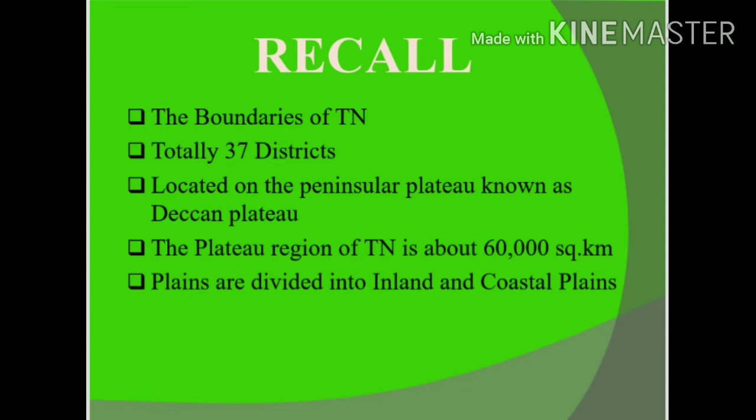And regarding plains, we have two. One is inland plains, which are drained by the rivers of Tamil Nadu, and coastal plains are formed by the rivers in their final course as they drain into the Bay of Bengal. The coastal plain of Tamil Nadu is called the Coromandel Coast. Now we'll start the next concepts of this lesson.